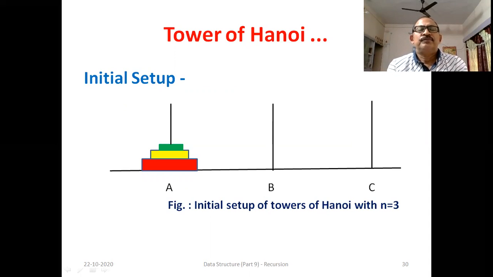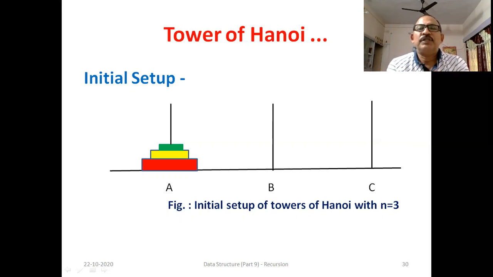Let us see. This is the initial setup of the Tower of Hanoi game. Suppose we have 3 discs, red, yellow and green, and all 3 discs are placed on tower A. And what is the problem? The objective here is to move all discs from A to C. A is the source, C is the destination and B is the auxiliary tower.